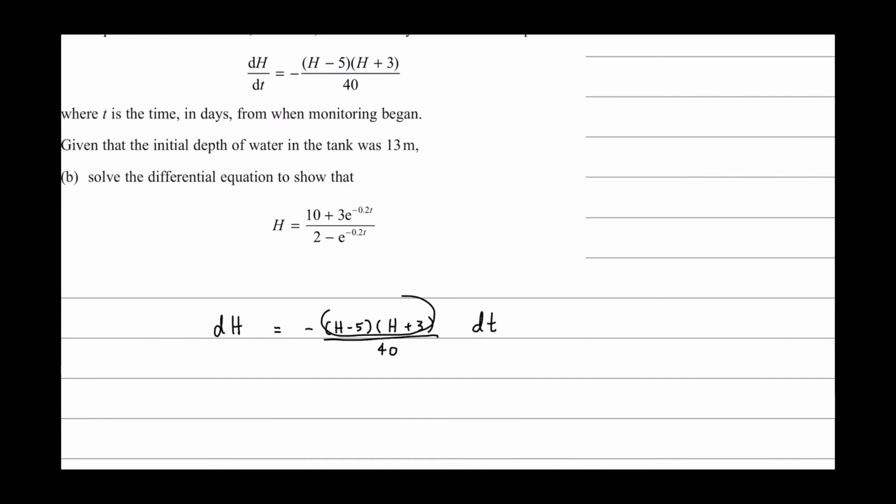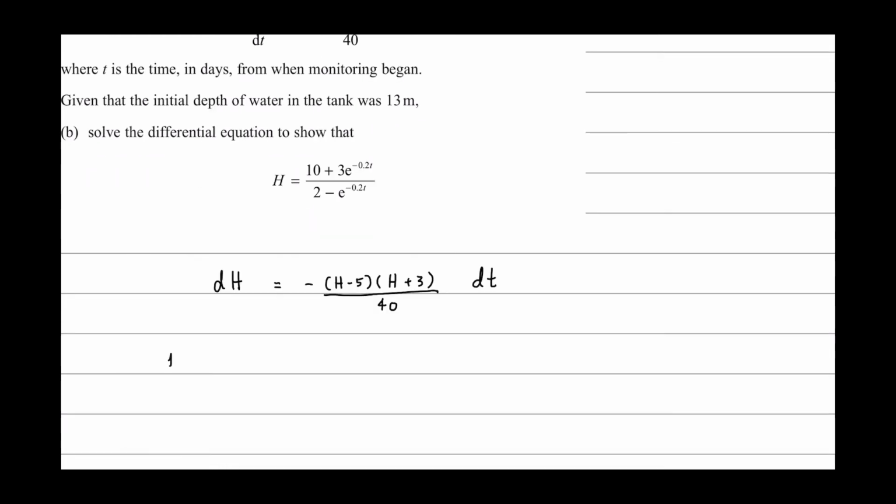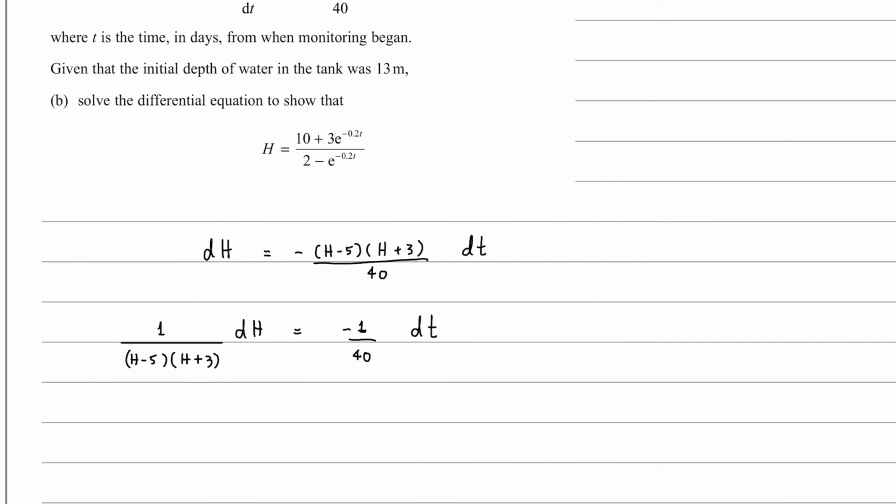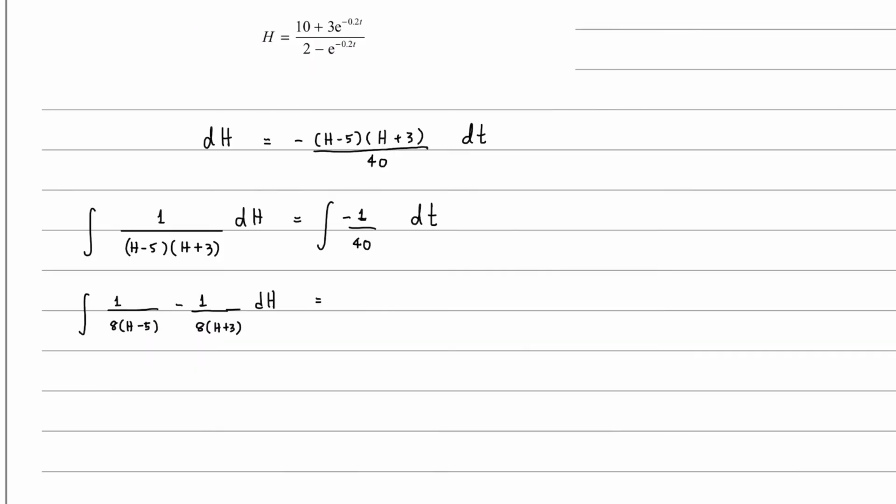Now we can move h to the left-hand side. It will be 1 over h minus 5 times h plus 3 dh, where the right-hand side is 1 over 40. Now we have separated between h and t, so we can apply the integration sign. This term is a fraction, and we already found the partial fraction of this fraction. Now we have the partial fractions, so on the right-hand side, we can just integrate it. This one will be 1 over 40 t plus c.